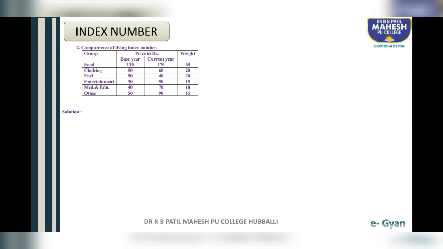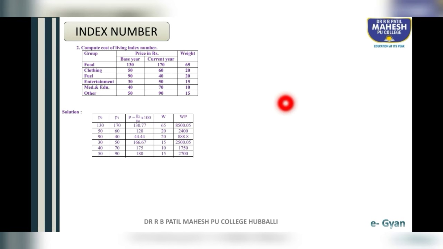Okay students, solution. Write the given things. Price of base year means P0 values. Price of current year means P1 values. Here you have to apply family budget method. For the family budget method formula, what we require? We want summation WP and summation W. So first you have to find out P, capital P. Capital P means price relative. Price relative formula is P1 divided by P0 into 100. So this means current year price divided by base year price into 100.